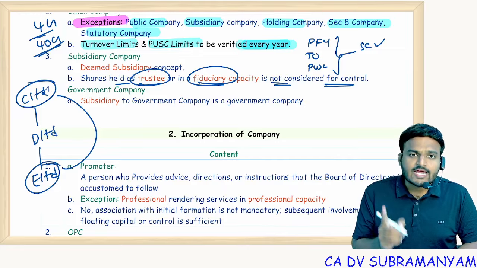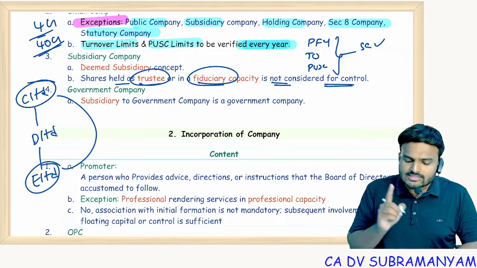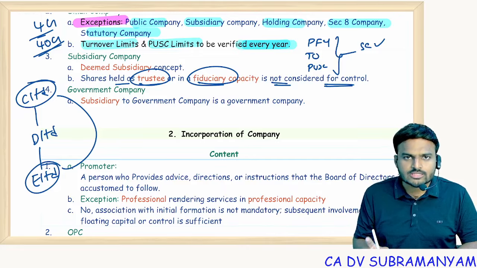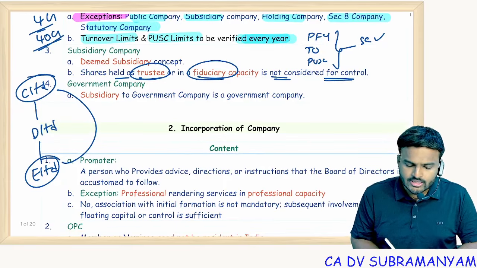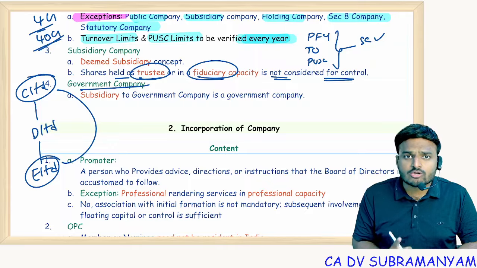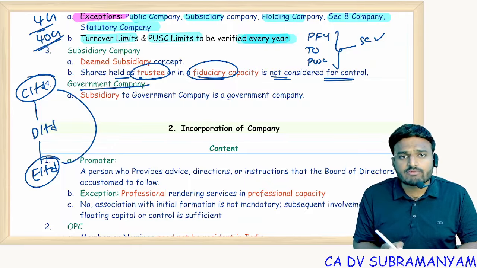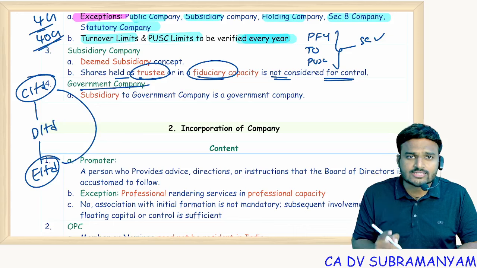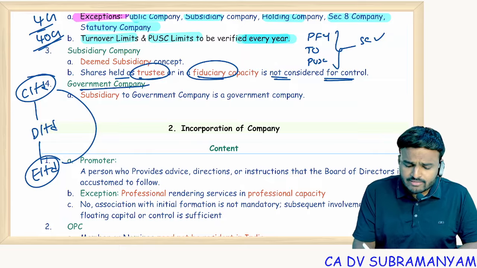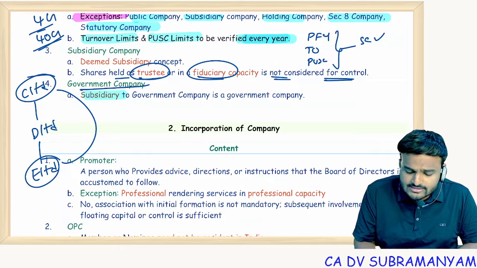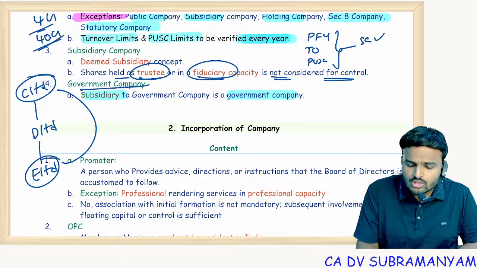Any shares held by one company as a trustee or as a legal representative in a fiduciary capacity will not be considered for the purpose of determining the control. That is important. And government company, everyone knows the definition. At least 51% of the capital held by CG or SG, one or more SGs, or a combination of all the governments. But every majority of students will forget this point: a subsidiary of a government company is also a government company.